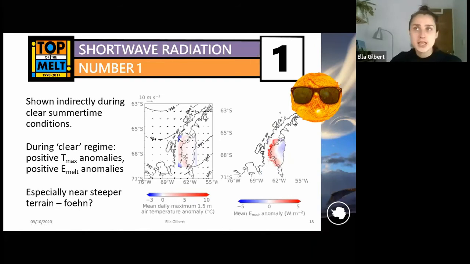So during these clear summertime conditions, we see that the additional solar radiation that reaches the surface drives positive Tmax anomalies and also positive melt flux anomalies. And there's some suggestion that this may be related to Fern-induced cloud clearance, and that shows you the interrelationship between the regimes.